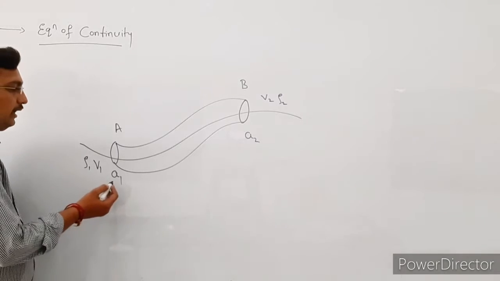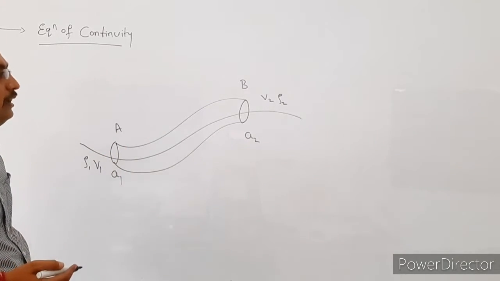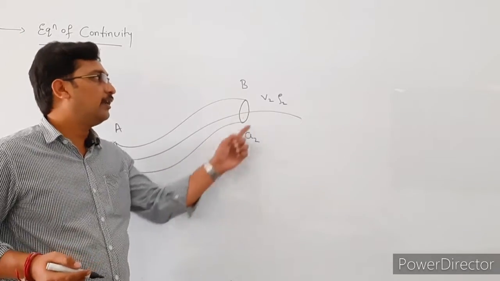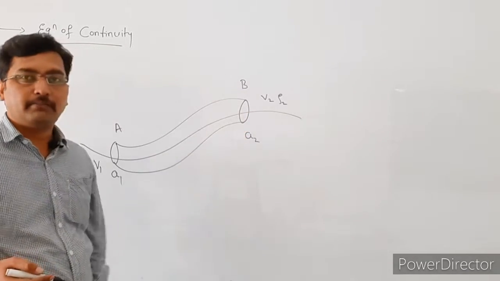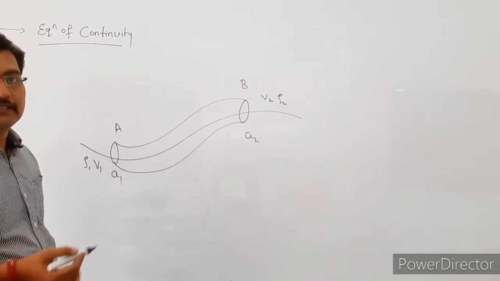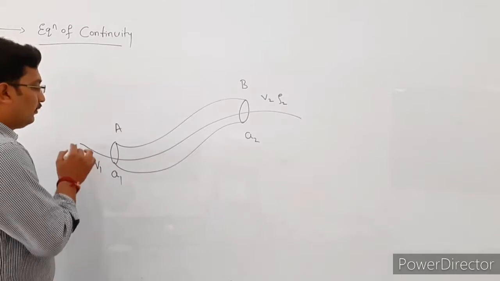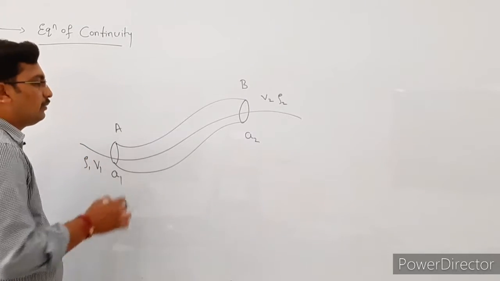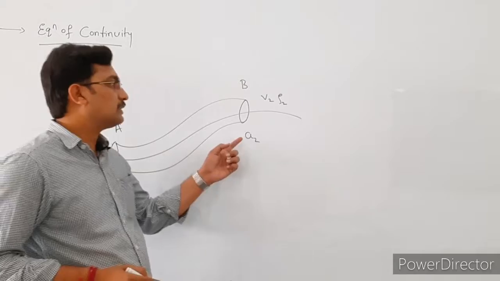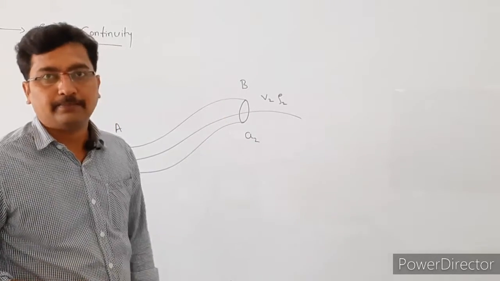Here A1 indicates the area of cross section at point A, and A2 indicates the area of cross section of the tube at point B. Rho 1 and rho 2 indicate the density of the fluid, V1 indicates the velocity of the fluid entering at point A, and V2 indicates the velocity of the liquid exiting at point B.